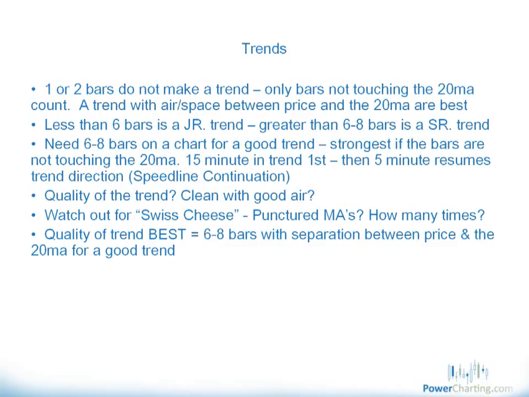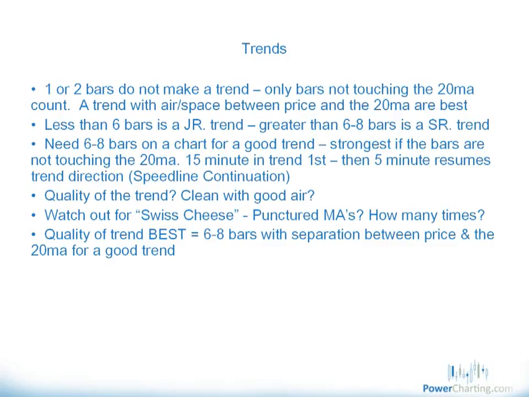So less than 6 bars equals a junior trend, and that's actually 3 to 5 bars in particular. 3 to 5 bars is a junior trend. 6 to 8 bars is a senior trend. It's ideal. After 8 bars, I start worrying, has the trend gone too far? Is there going to be a pullback? A significant pullback. But that 6 to 8 bar range is kind of ideal.